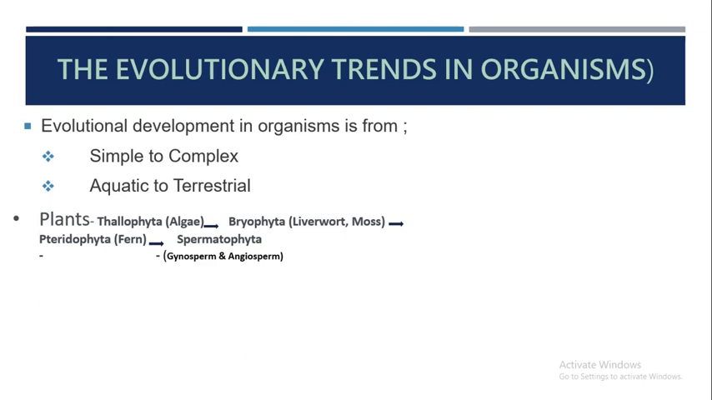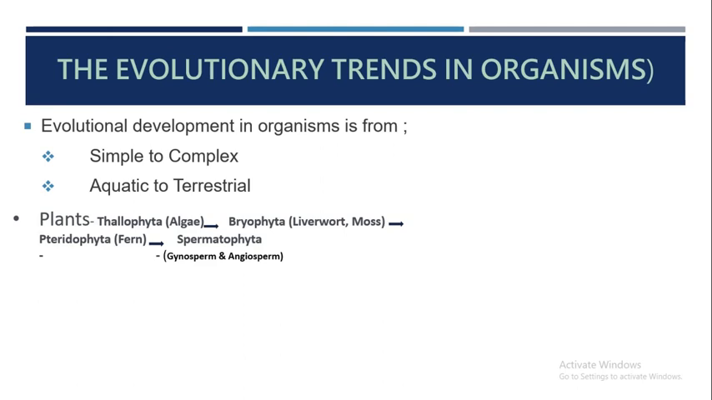So, examples: for thallophyta, we have algae. For bryophyta, we have the liverworts and mosses, which can evolve into the ferns, and then the spermatophytes. The spermatophytes are further divided into two: the gymnosperms and the angiosperms. The gymnosperms are the ones that produce naked seeds, while the angiosperms are divided into the monocots and the dicots.